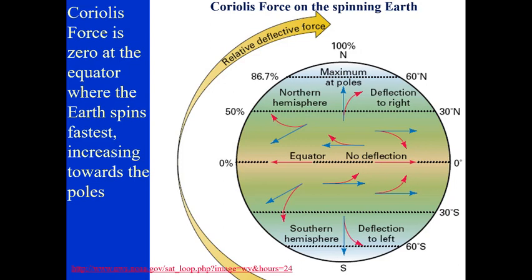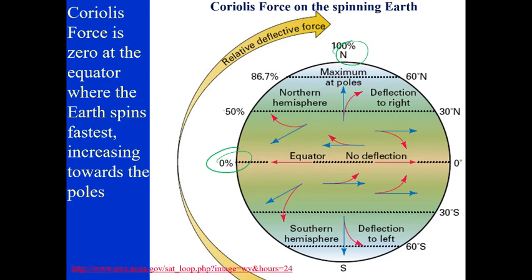So Coriolis force is a fictive force that arises from the rotation of the Earth. So you have to remember that Earth is rotating, right? And now here at the equator, it's moving the fastest. Here at the poles, it's actually not moving at all, right? Right at the North Pole, where the axis of rotation is.